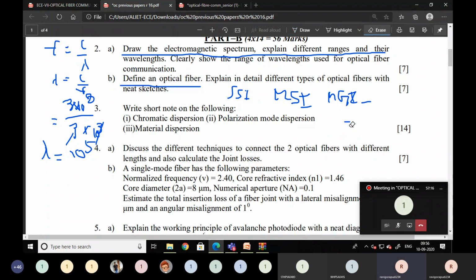You may write based on modes separately and based on refractive index separately. In the same manner, based on modes and refractive index profile, fibers are classified into three types. One is single mode step index fiber, the second is multi-mode step index fiber, and the third is multi-mode graded index fiber. Okay, is it clear? Respond. Is it clear?